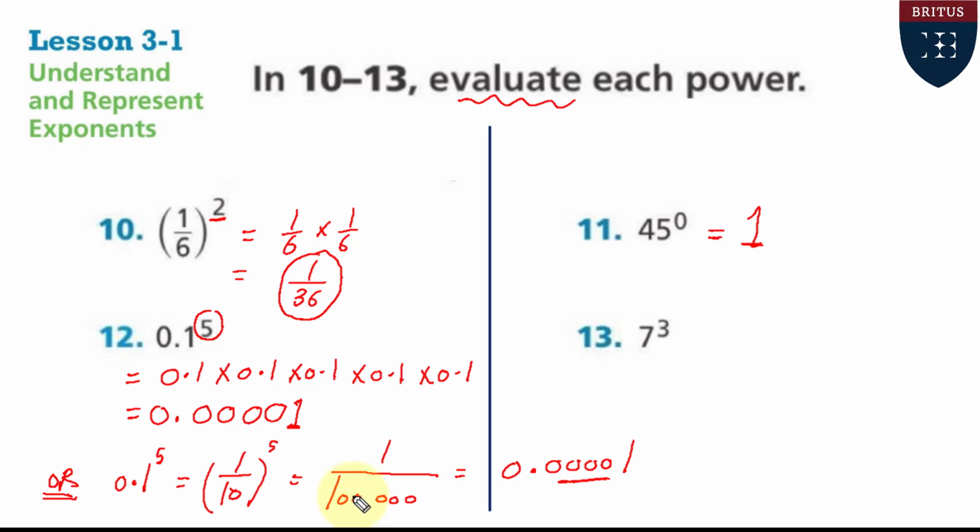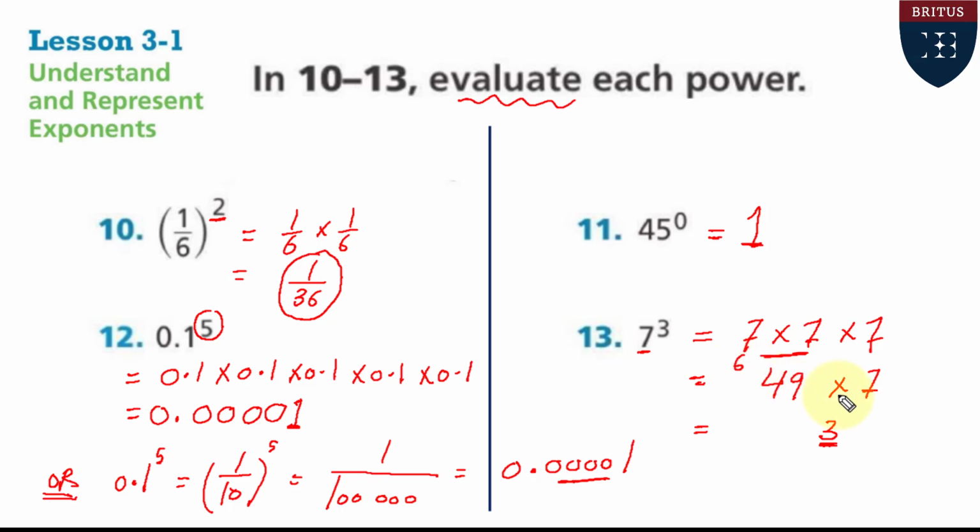0.00001. It's 1 part out of 100,000. 7 cubed means what? I will repeat 7 three times. So we get 7 times 7 times 7. How can we find its value? It's easy. 7 times 7 equals 49, times 7. Just multiply. 7 times 9 equals what? Yes, 63. You have to study the multiplication table, guys. I said it many times.